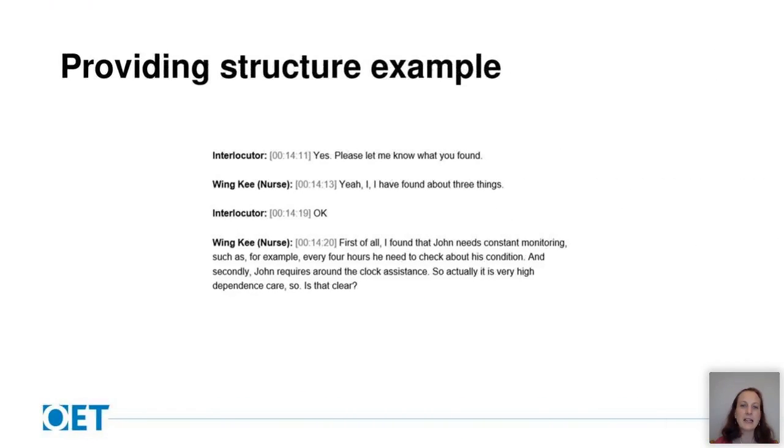So here's a very clear example. The nurse introduces that she has 3 things to discuss, pauses for the response, and the interlocutor simply says, okay, and then uses the signposts of first of all and secondly to mention the things that they discovered during their assessment.